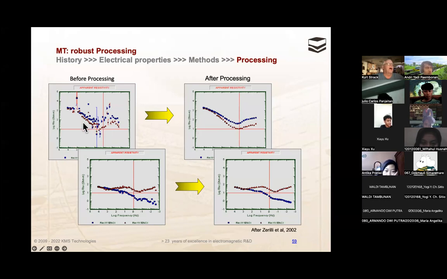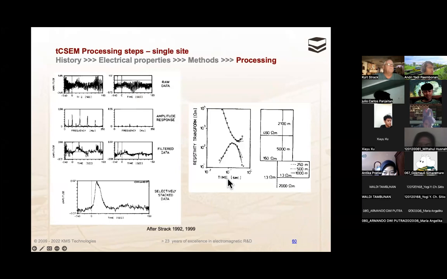And on the right side, after we process this data becomes smooth. This is the same data, but after processing. So then after we've processed the data, we are trying to interpret the data. Now, for CSEM data, this is different.